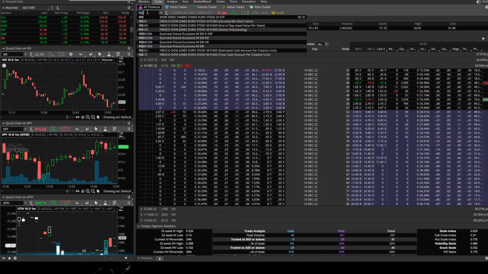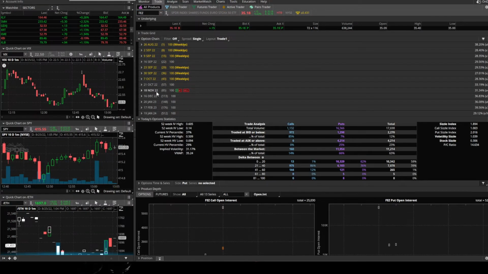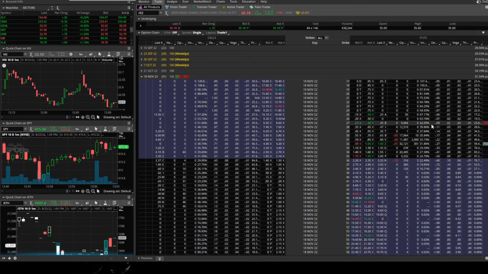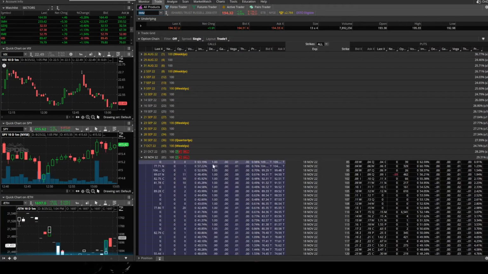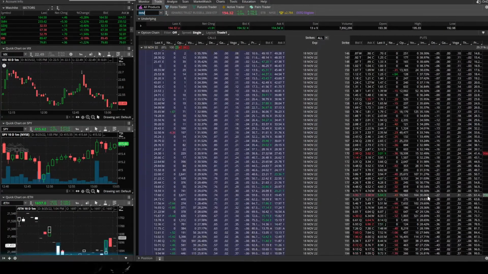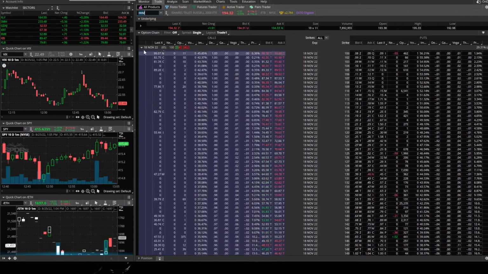What else? Europe still in the Novembers. 32.27, long the 32, short the 27. 32.27 put vertical debit spreads. IWM, I'm still in October and November, 180, 170 put spreads, long the 180, short 170 put verticals.